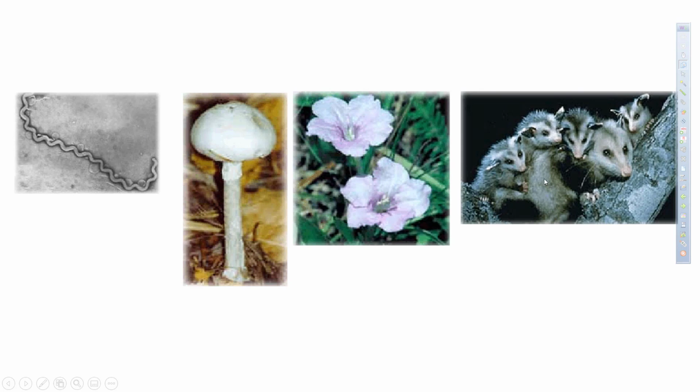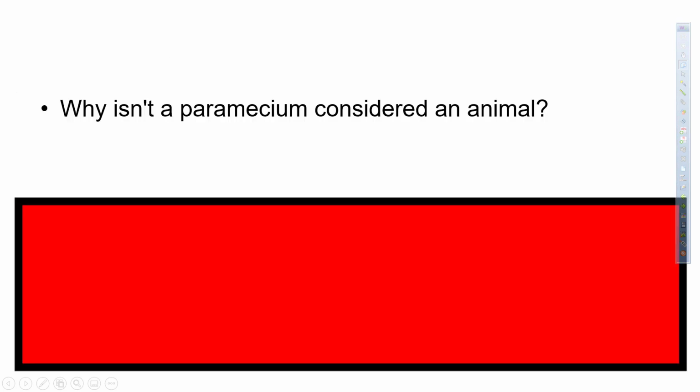So of these 4, which one is an animal? A, B, C, or D? Which one is a bacteria? Which one is a fungus? Which one is a plant? Why isn't a paramecium considered an animal? You should be able to answer a question like this. And on the next and last slide, I give you that answer.